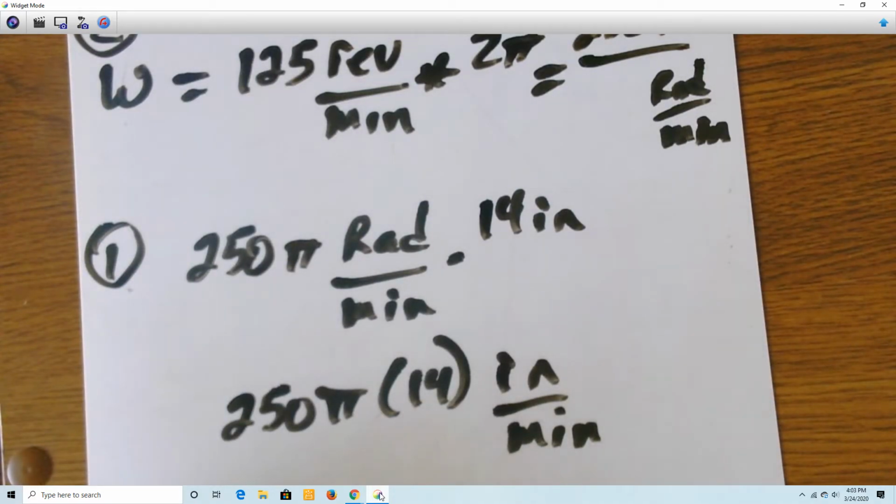Then for linear velocity, we just multiply that by the radius, and then we just have to worry about doing any conversions. All right, so let's look at another one.